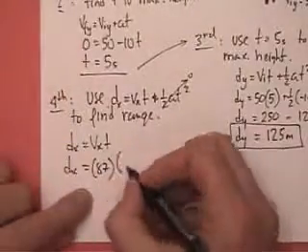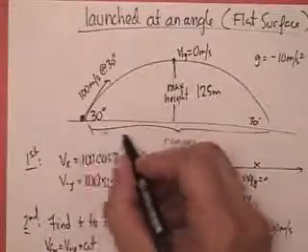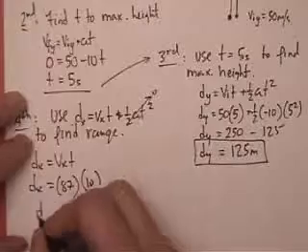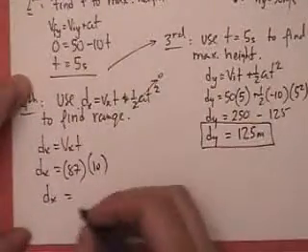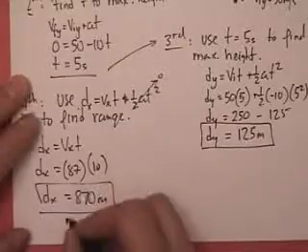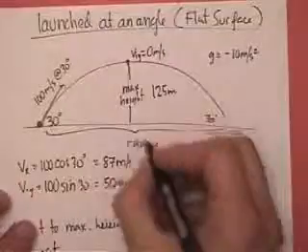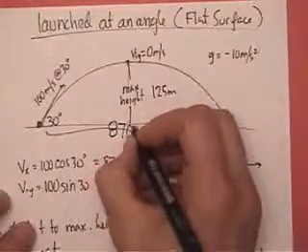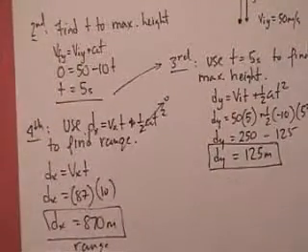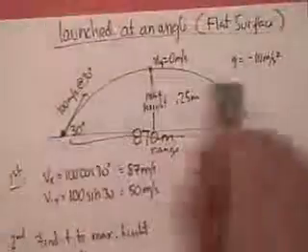And when I put my time in, I can't use this 5 because that only gets me to here, which means I'd only find half my range. So I want to use 10. So my dx, my range, is going to be 870 meters. So that's my range. So that's right here. 870 meters. There you go. Those are launched at an angle, on a flat surface, perfect symmetry.